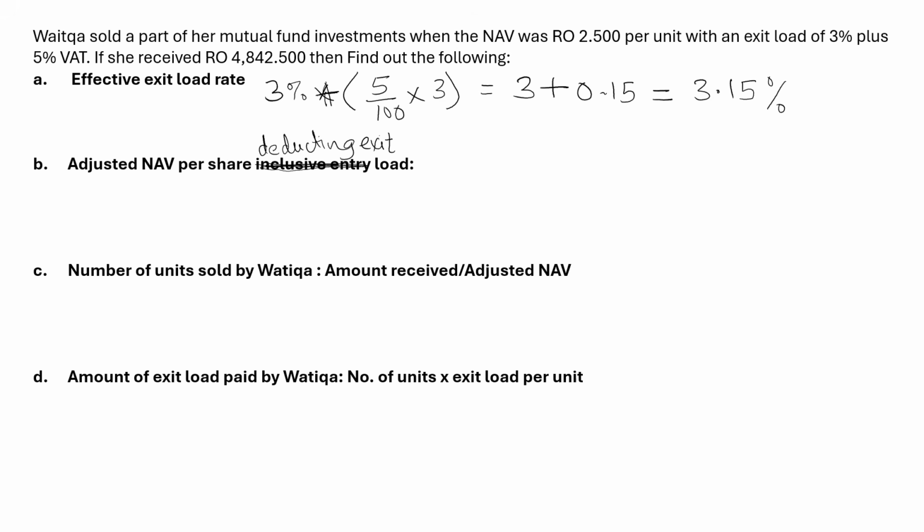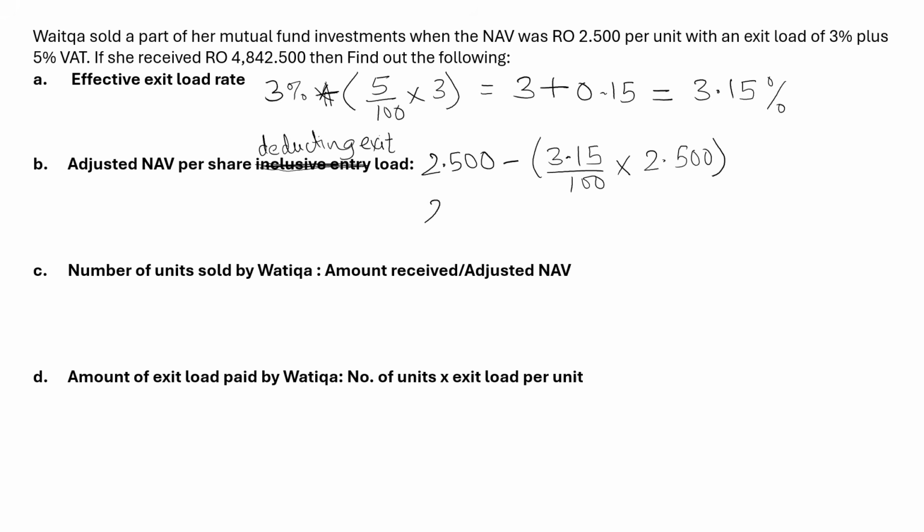So what is my exit load? Adjusted NAV. NAV is 2.5. Now deducting means we have to minus. So NAV is 2.5 minus 3.15%. 3.15% means 3.15 divided by 100. So 3.15% of 2.5, minus. Remember, deducting. When we sell, we deduct. When we purchase, we add.